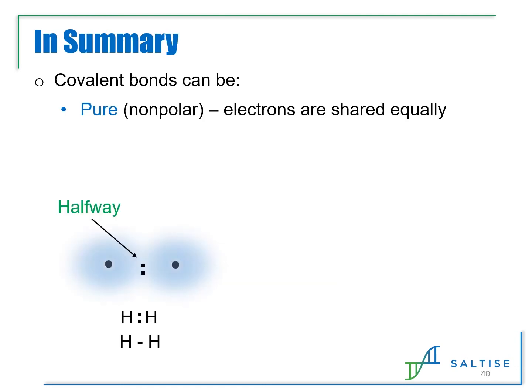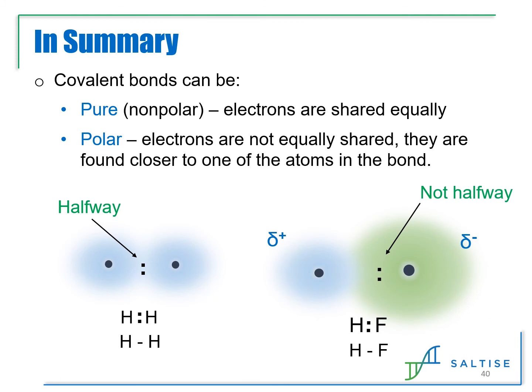In summary, there are two types of covalent bonds, pure and polar. In pure covalent bonds, the electrons are shared equally between the two atoms, like in the hydrogen molecule. Notice that the two electrons are halfway between the two nuclei. Whereas in the polar covalent bonds, the electrons are typically found closer to one of the atoms in the bond, such as in the example here with hydrogen fluoride. Notice that the two electrons are found closer towards the fluorine atom.